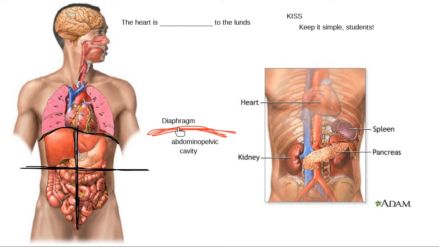Question about the arms and the legs: they are not part of the abdominopelvic cavity, so they wouldn't be considered part of the quadrants either. It's just the organs contained within this cavity.